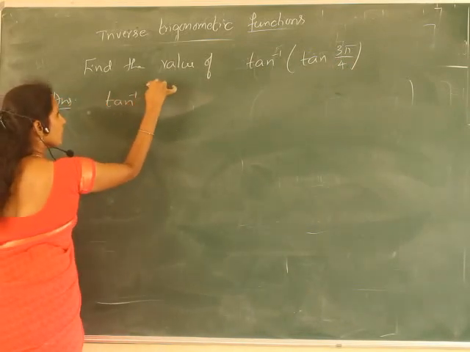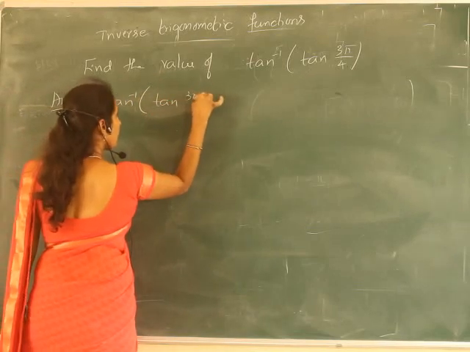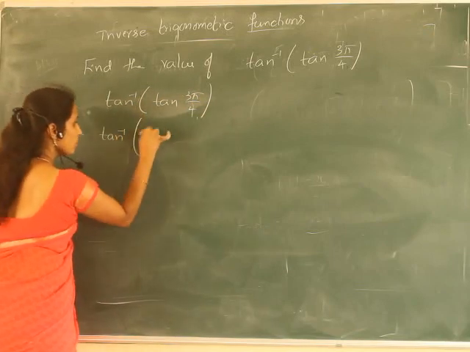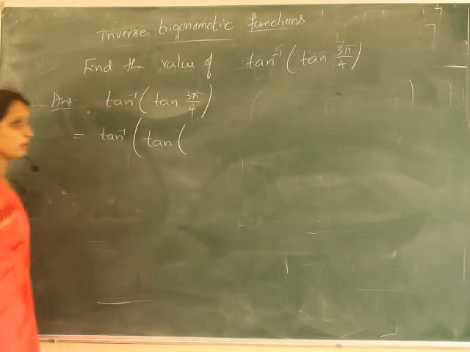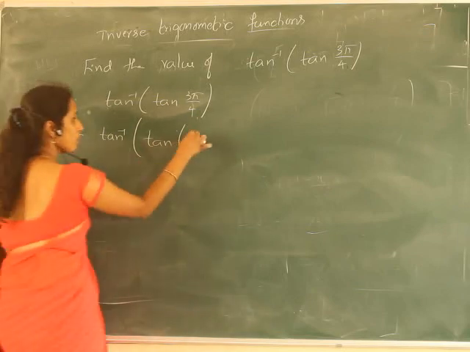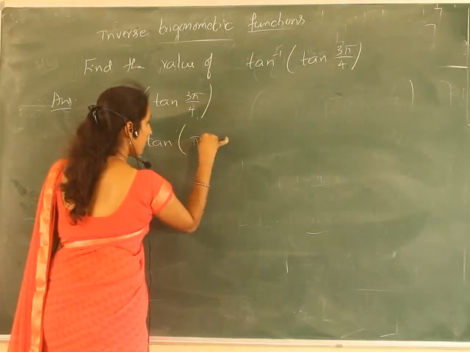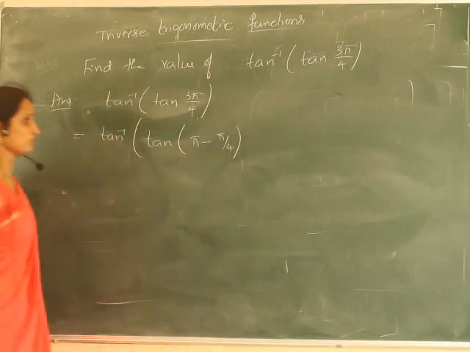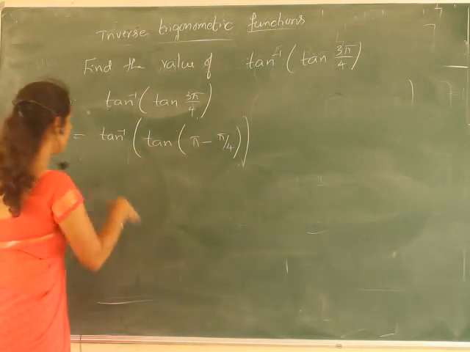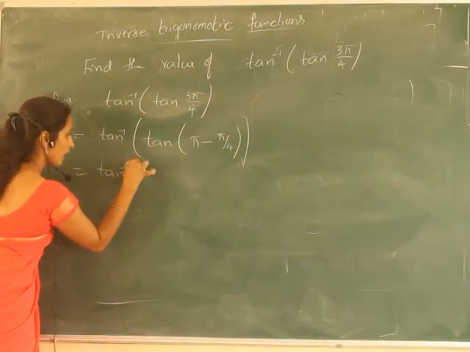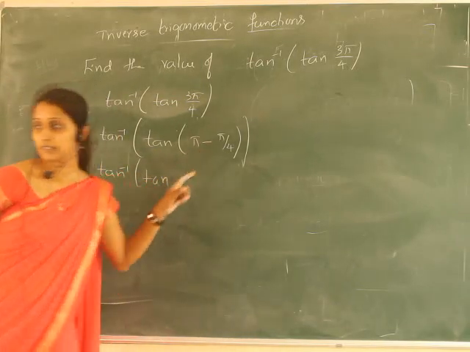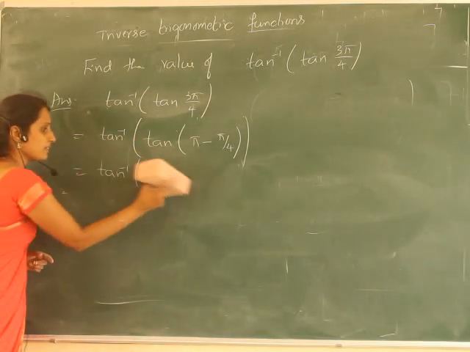So tan inverse of tan 3 pi by 4 is equal to tan inverse of tan. Again in the second quadrant means either 90 plus or 180 minus. So I'll write 180 minus, pi minus pi by 4. So tan inverse of tan of pi minus pi by 4 is equal to tan inverse of tan. Again pi minus means that it is in the second quadrant.